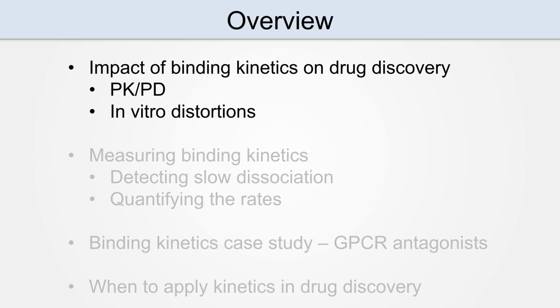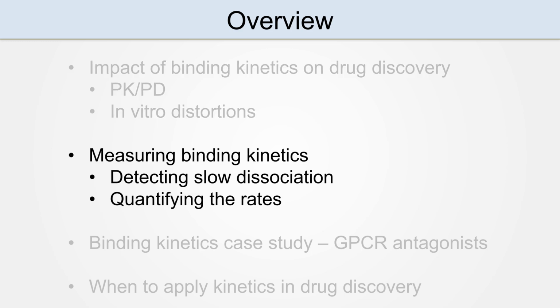The second reason is that the in vitro assays we use to discover new therapeutics can be affected by binding kinetics. These are the assays we use to define SAR during lead optimization, for example. It turns out that a long residence time can profoundly distort the measurement of drug potency, which can cause a lot of problems, as we're going to see.